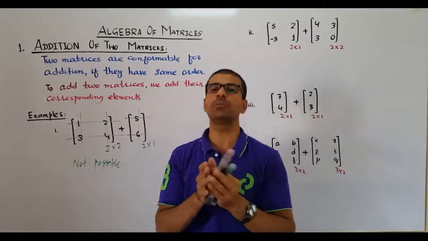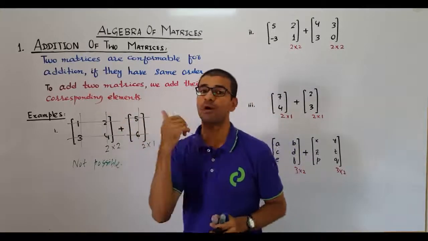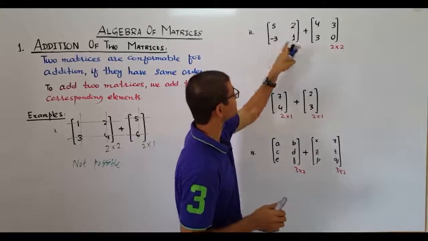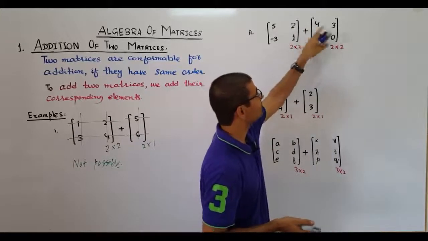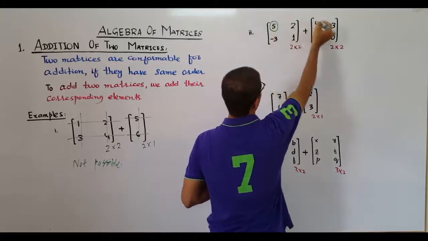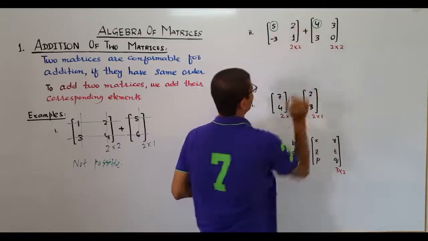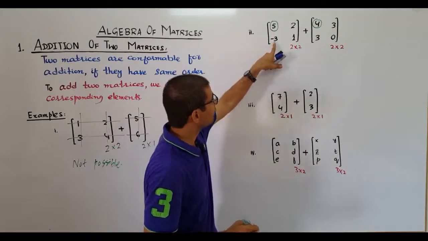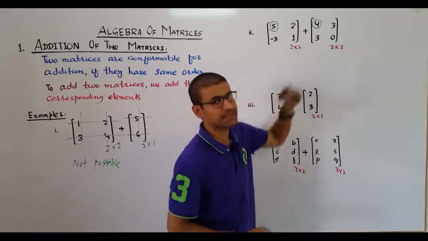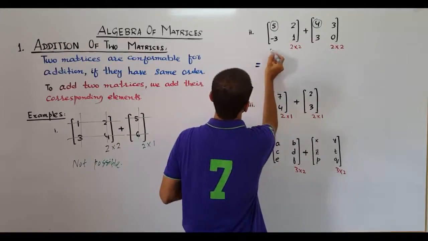Now question is that how can we add 2 matrices? To add 2 matrices, we add their corresponding elements, matching elements. For example, in this matrix we have 4 members, 4 elements. This matrix also contains 4 members. So the matching element of 5 will be 4. 2, matching element of 2 is 3, and the corresponding element of -3 will be 3, and corresponding element of 1 is 0. So we will just add corresponding elements.